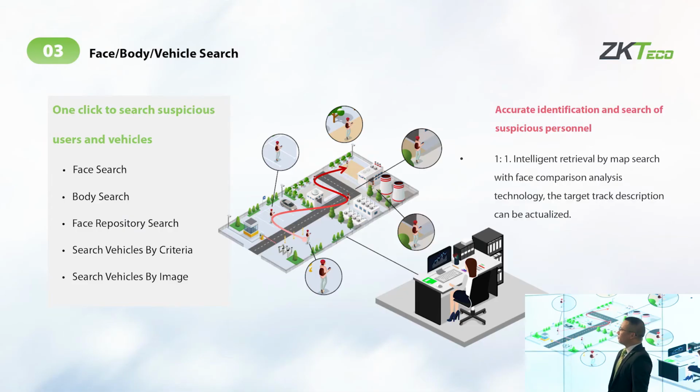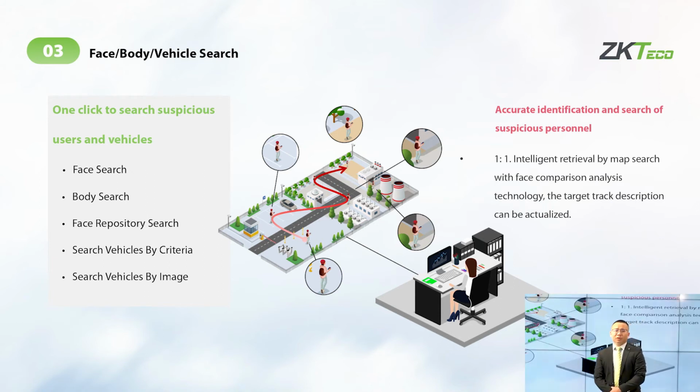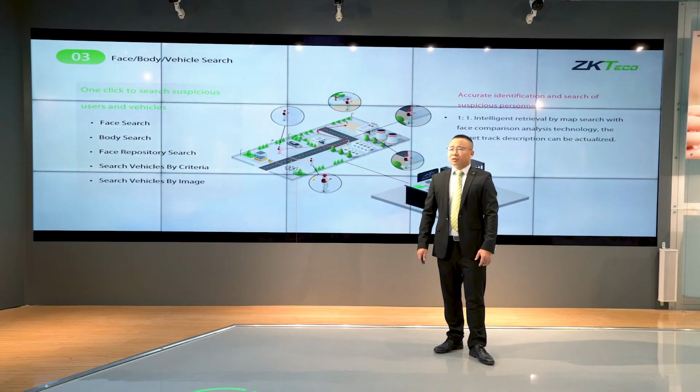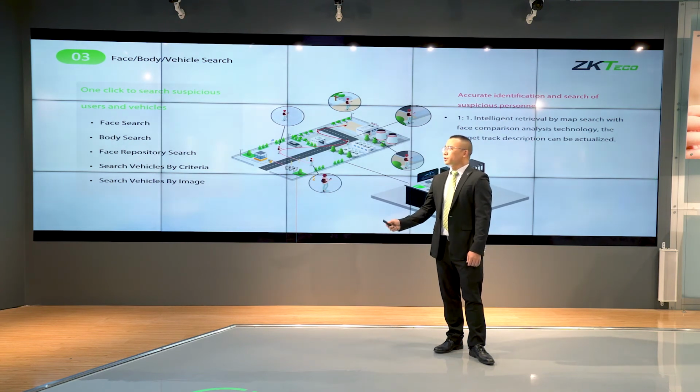The next is for the face and body vehicle search. For some scenarios like this, from the diagram we can see the people just go around in the campus. For example, in the park, if some children are lost, this function is very useful to find these lost children.